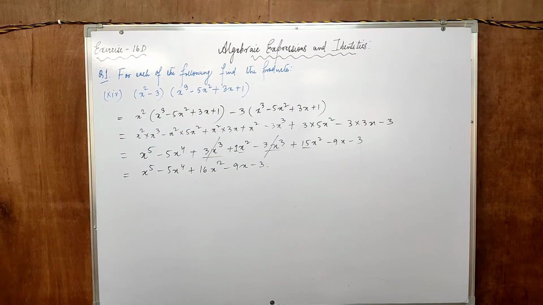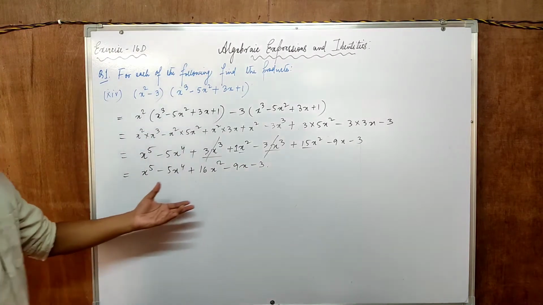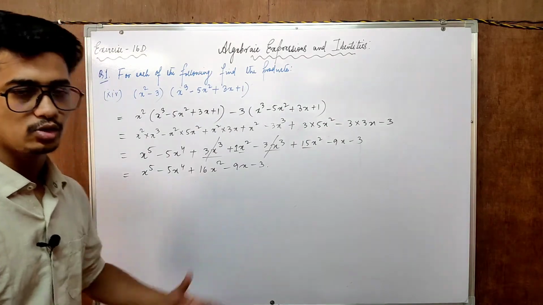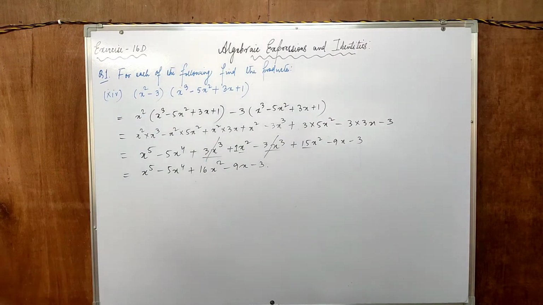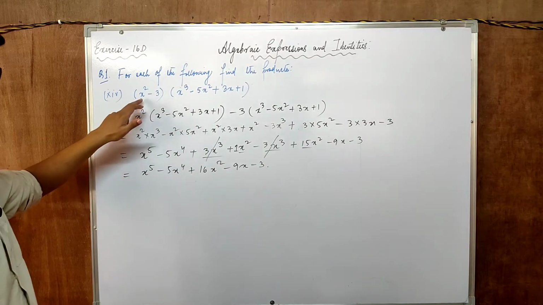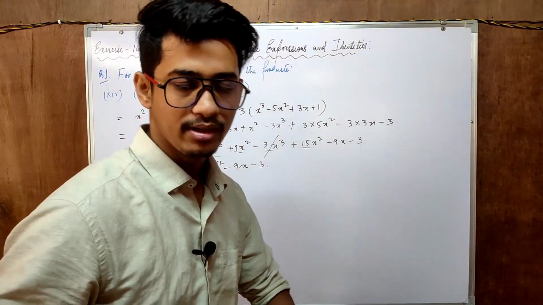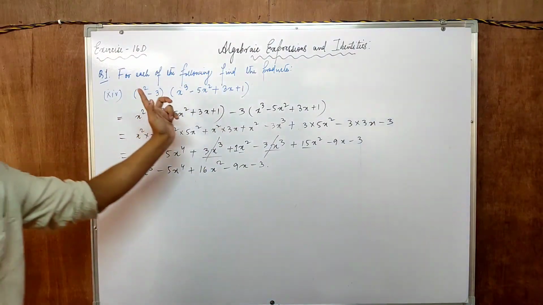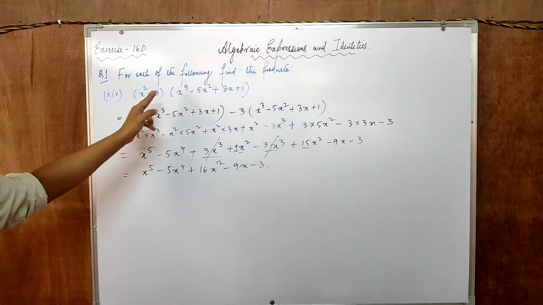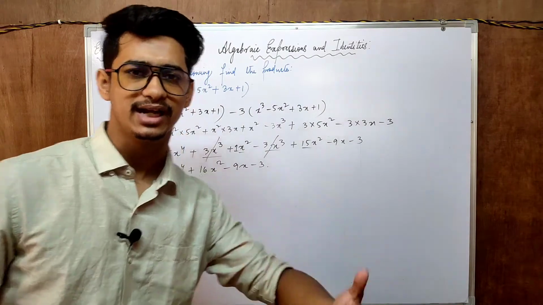Just look at this. That is the entire process, and you have to do it like that. Let me repeat once again: the two brackets will be multiplied in such a way that the first element should be multiplied with the entire bracket and the second element should be multiplied with the entire bracket, and like that.